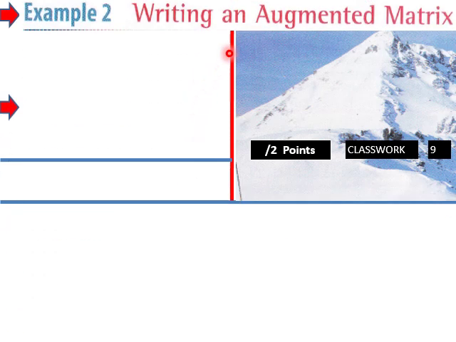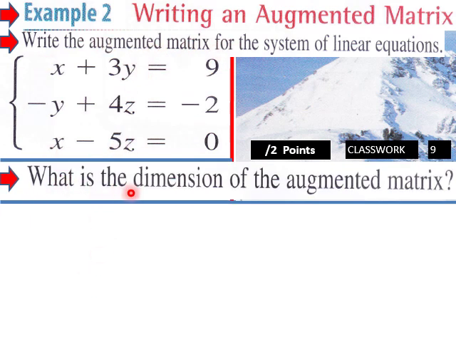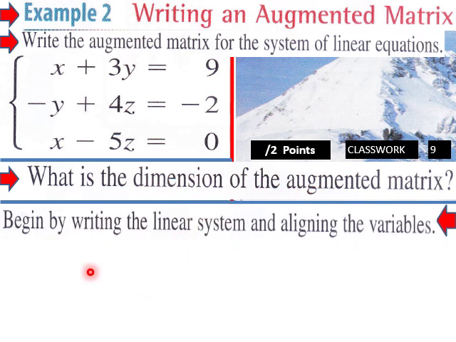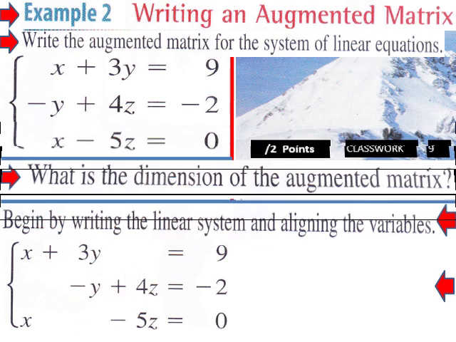Let's try one now. Writing an augmented matrix. Write the augmented matrix for this system here. So how will we go about doing that? What is the dimension of the augmented matrix is the first question you ask yourself. Begin by writing the linear system and aligning the variables. So here we're aligning our variables here. We don't have an x in this row here, so we move that one over here. So this is a linear system. Everything's lined up by columns by its designation.